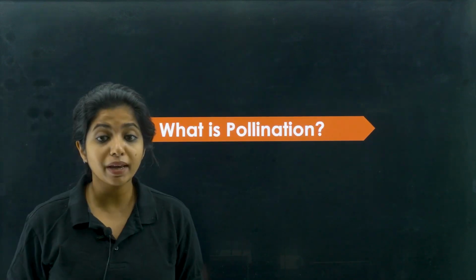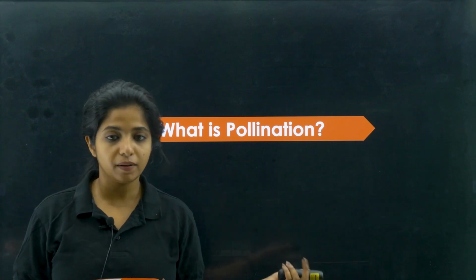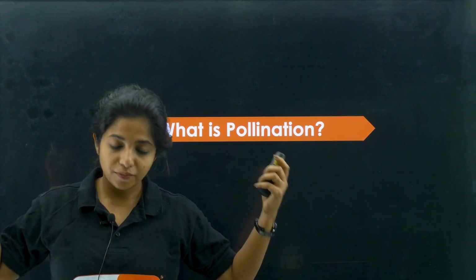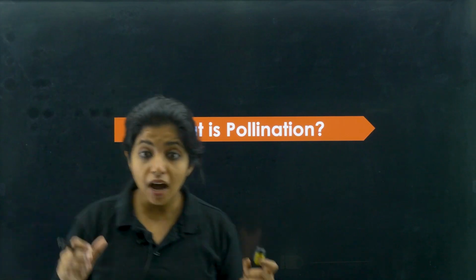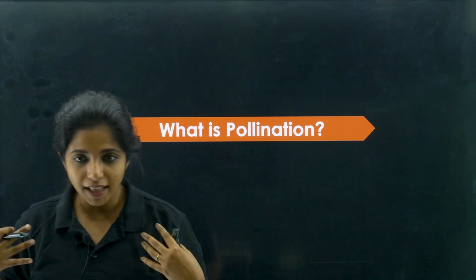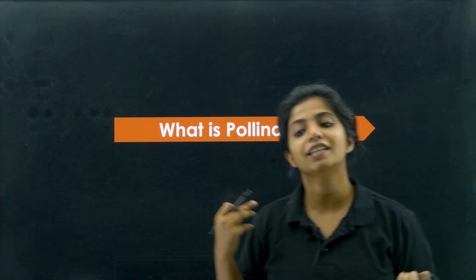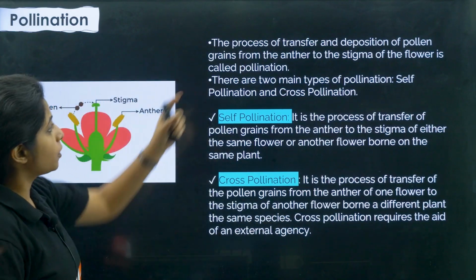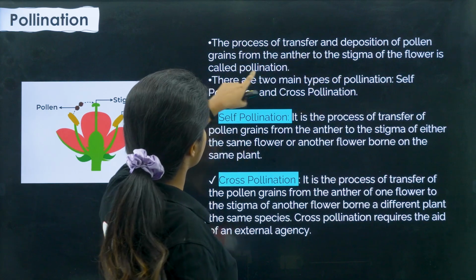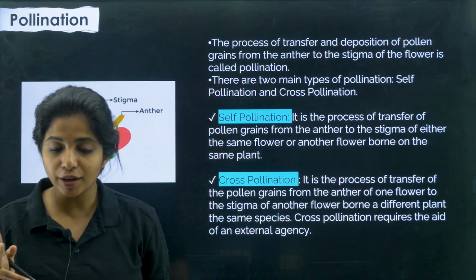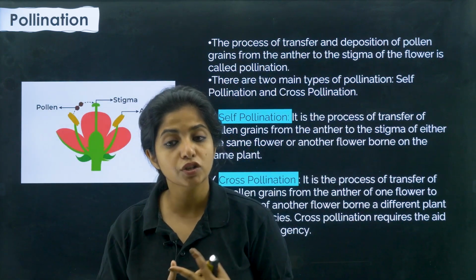Now, going ahead, what do you mean by pollination? Since we understood the male and the female reproductive parts, now it's time for pollination. What is the meaning of pollination, my dear children? Pollination means transfer of pollen grains from the anther to the stigma. The process of transfer and deposition of pollen grains from the anther to the stigma of the flower is known as pollination. There are two types of pollination: self-pollination and cross-pollination.